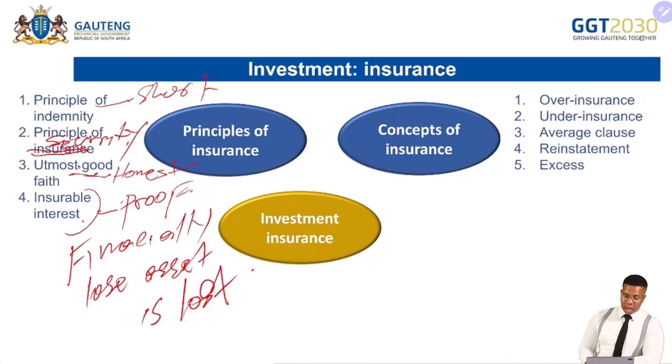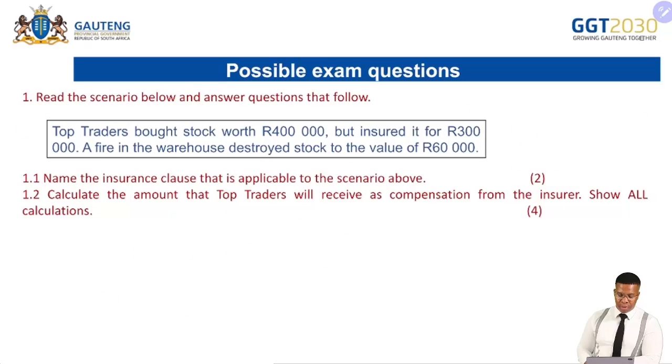Then those are your principles of insurance together with the concept of insurance. Now, let me give you just 5 minutes to try and solve this possible exam question. The instruction was to read the scenario below and answer questions that follow. We have Top Trader who bought stock worth 400,000, but insured it for 300,000. Now, that is a situation.